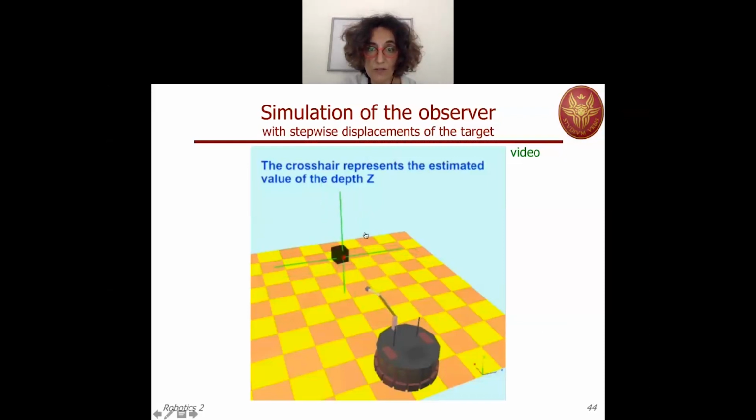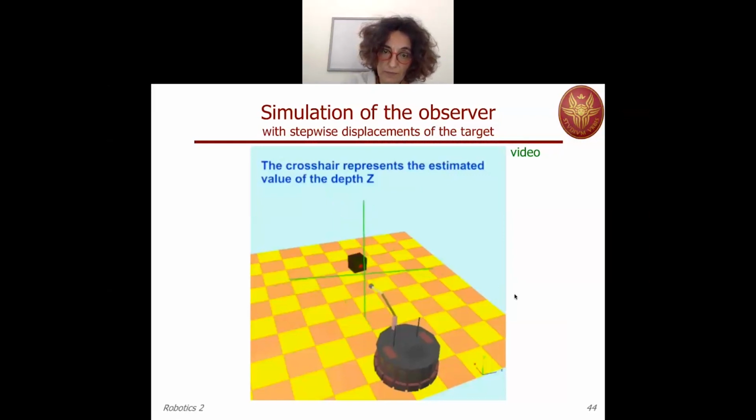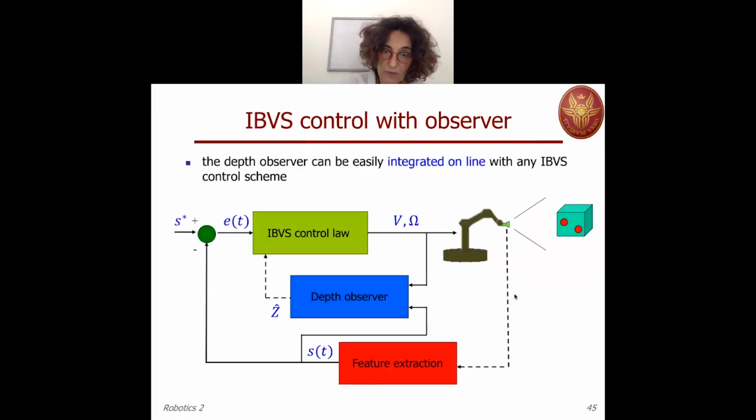So the red cross here represents the value of the depth as estimated by the observer. You see that at the beginning it's a quite fast convergence. At the beginning, the red cross is actually initialized to be close to the camera, and then it rapidly converges to its value. So how do we use this observer in an IBVS control scheme?